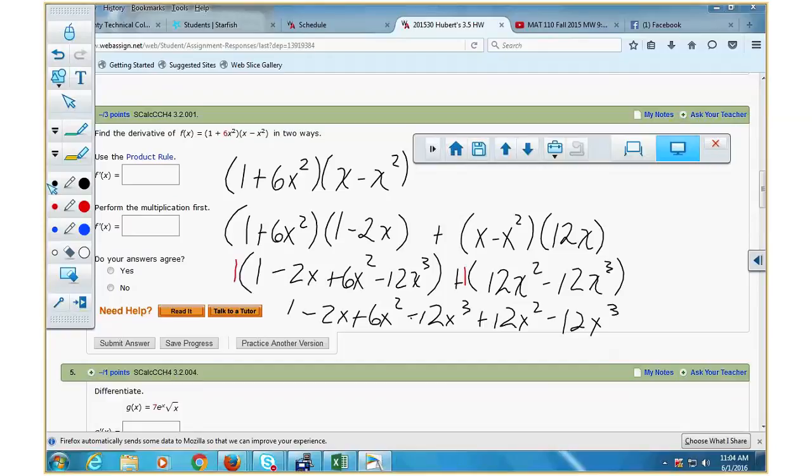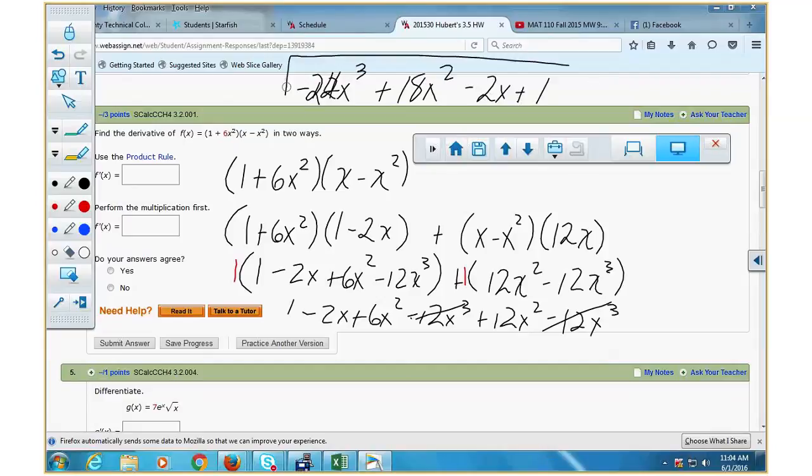So that's going to give us negative 12x cubed. That knocks that out. Oh, I'm sorry, negative 24x cubed plus 12x squared plus 18x squared minus 2x plus 1. Y'all check me. That's right. That's that one.